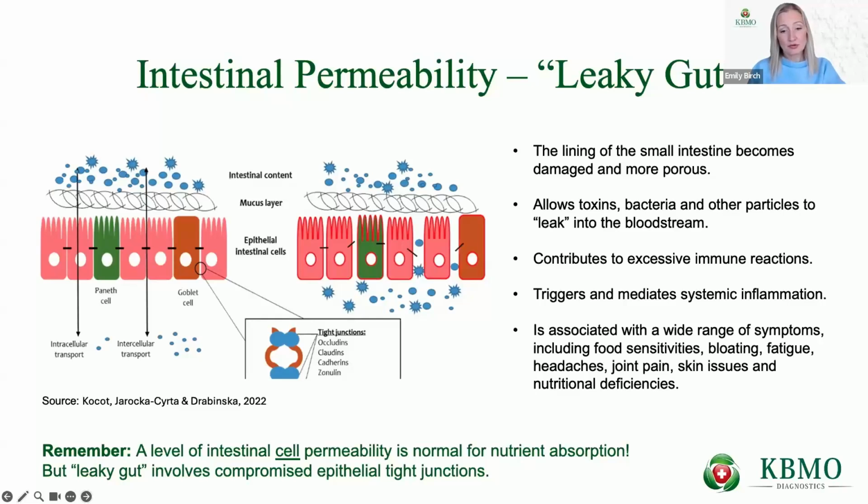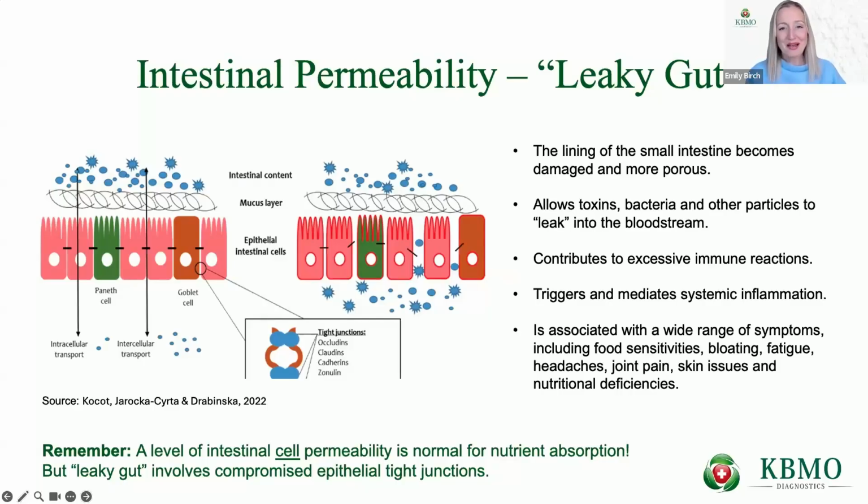I've put a little reminder down the bottom here, and I think it's important for us to remember ourselves, but also remind our clients when we're talking to them about this sort of thing, that a level of intestinal cell permeability is completely normal. Intestinal permeability, in terms of transport of substances across the cells, is completely normal, totally needed for nutrient absorption. But leaky gut, as we're describing it and looking into it here, involves compromised epithelial tight junctions. So it's where those tight junctions are moving apart. And I think it's really, really important that we just define the difference.